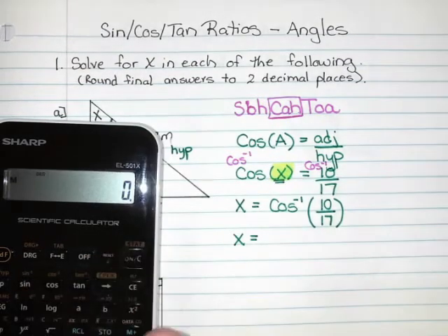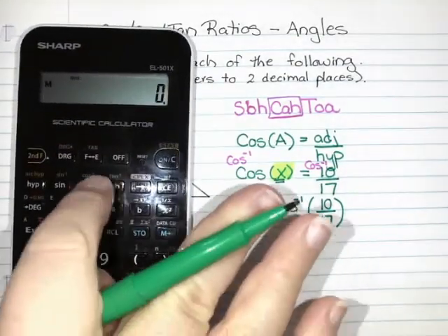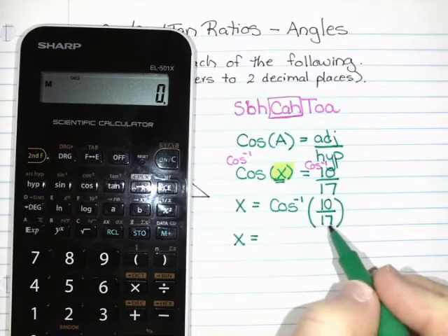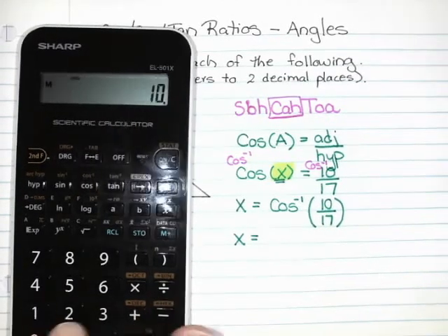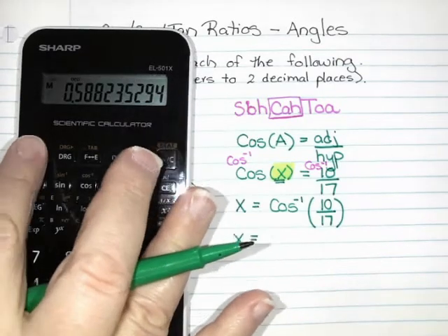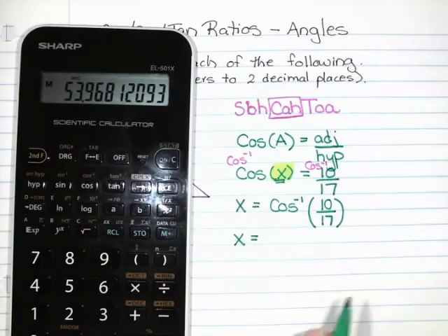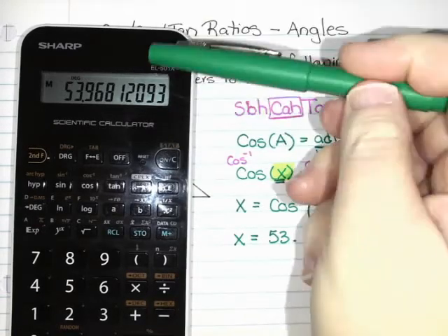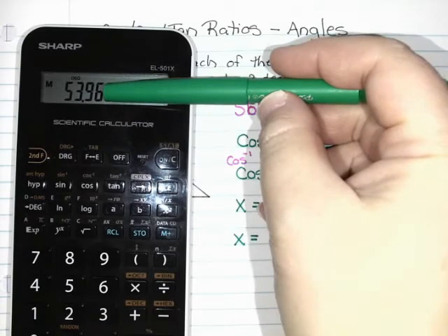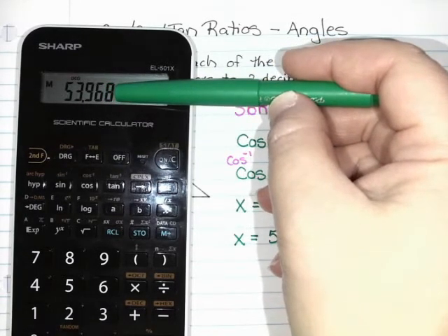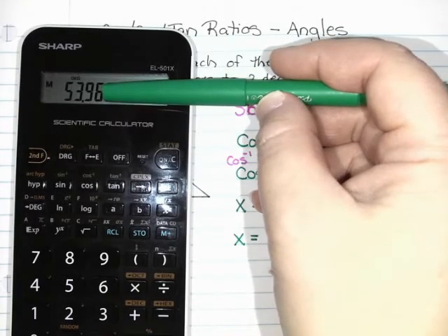Now on my calculator, because I don't see the word cosine when I press the cosine button, I have to do 10 divided by 17 first. So I'm going to do 10 divided by 17, and then I'm going to hit equals to figure out what that is, and then second cos. And I get that x is approximately 53 point, now it did ask for 2 decimal places here, so 96 would be 2 decimal places. I am just going to peek at the next number, it's an 8, which means that's going to round up to 0.97.